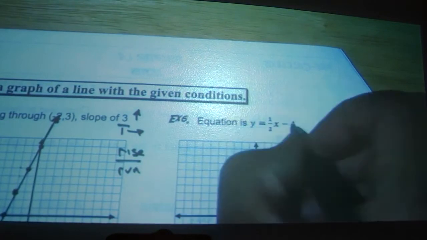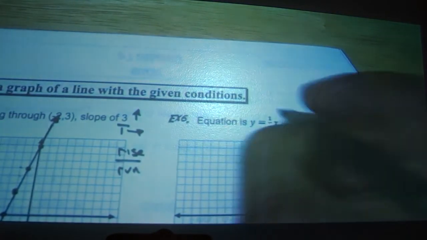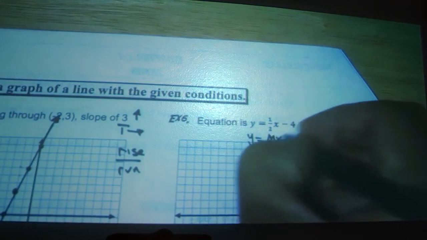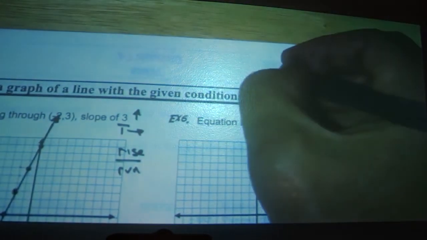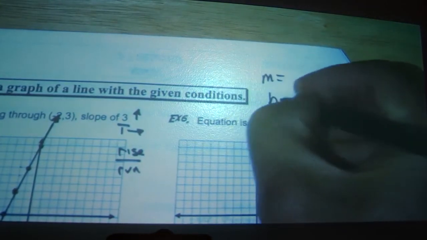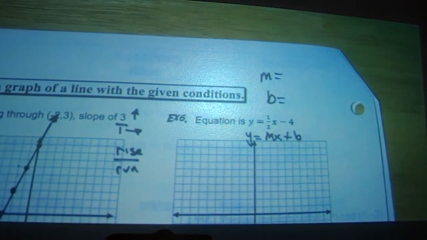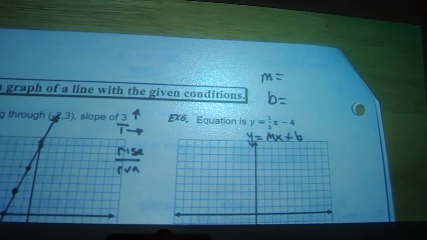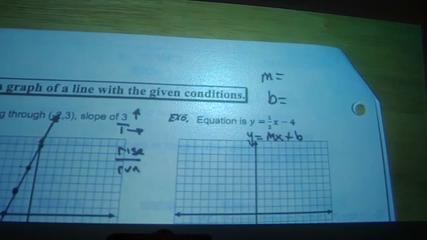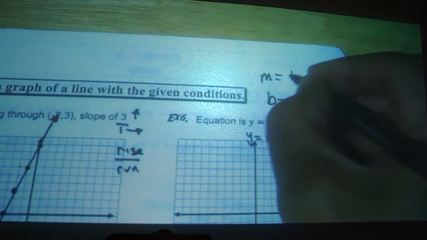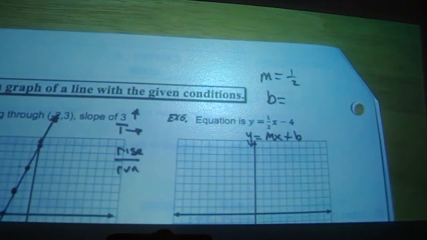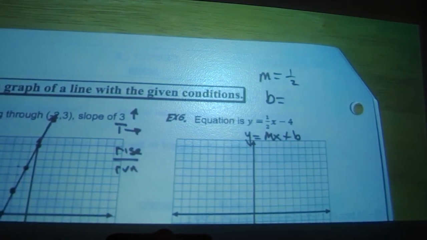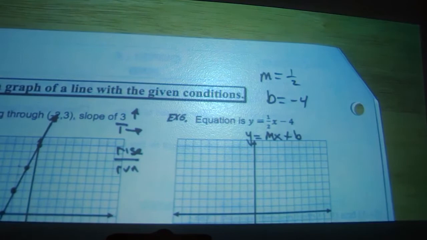So here we go. I have an equation, y equals 1/2 x minus 4. Again, y equals mx plus b. We need to know our slope and our y-intercept. My slope, what do we have? Sarah, what's the slope of that one? 1/2. You're the best. And then b, my y-intercept. Trey, what's my y-intercept? Awesome. Okay, you did great.